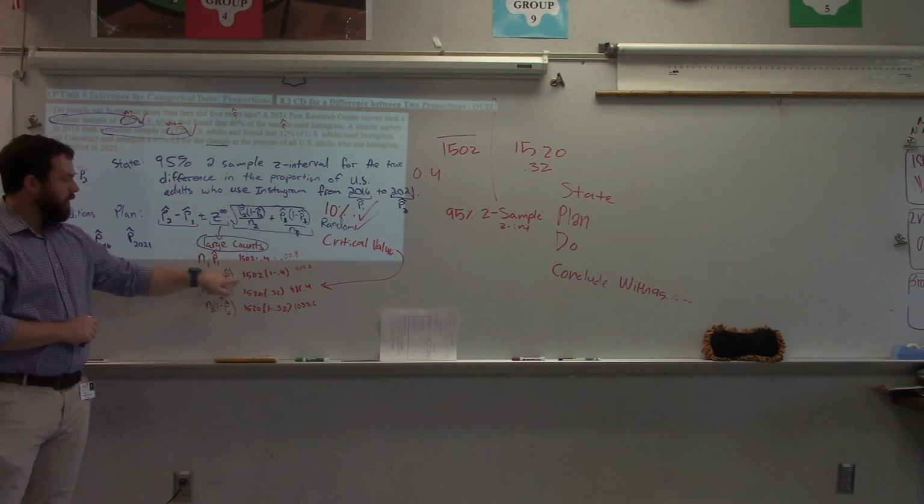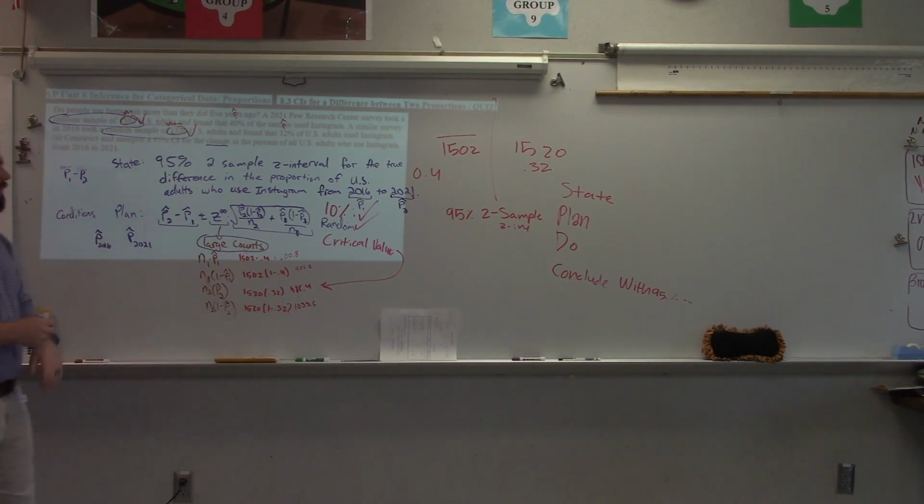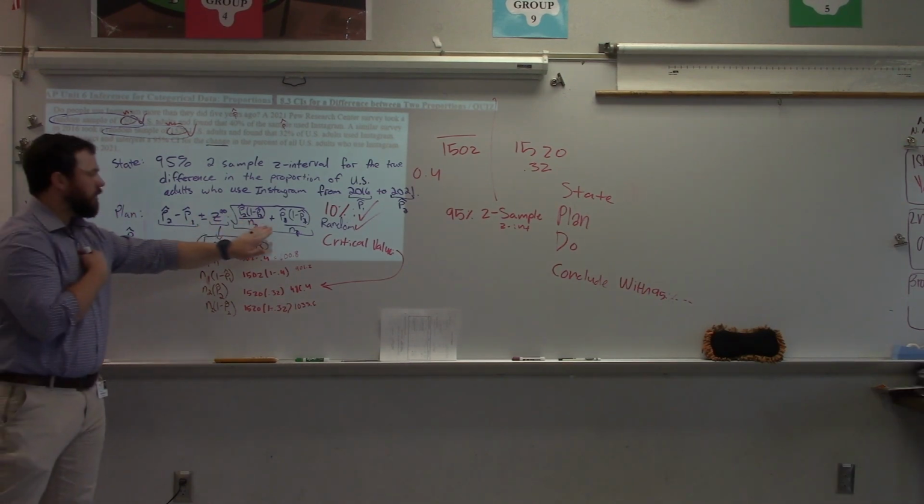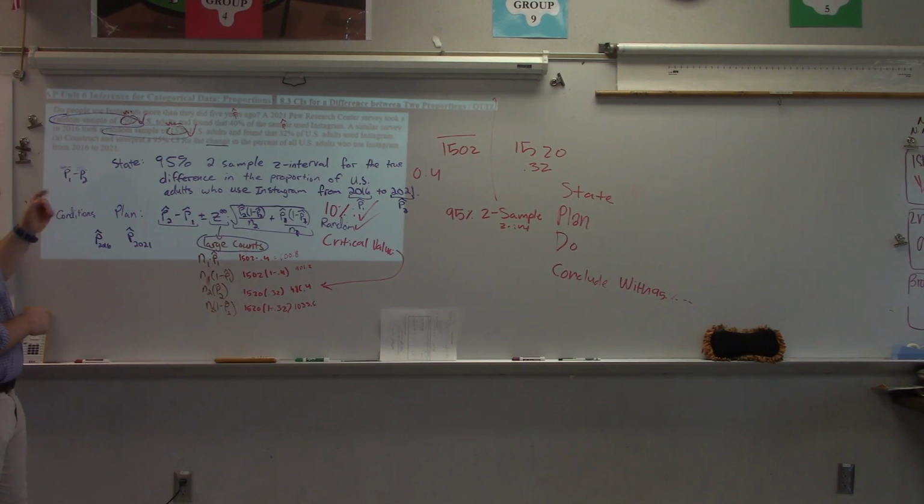So at least writing this out and just saying greater than or equal to 10 would, in my mind, be sufficient. So we have a normal distribution and 10%. Is it safe to assume that 1,502 U.S. adults is less than 10% of the population? Yes. We good with all that?